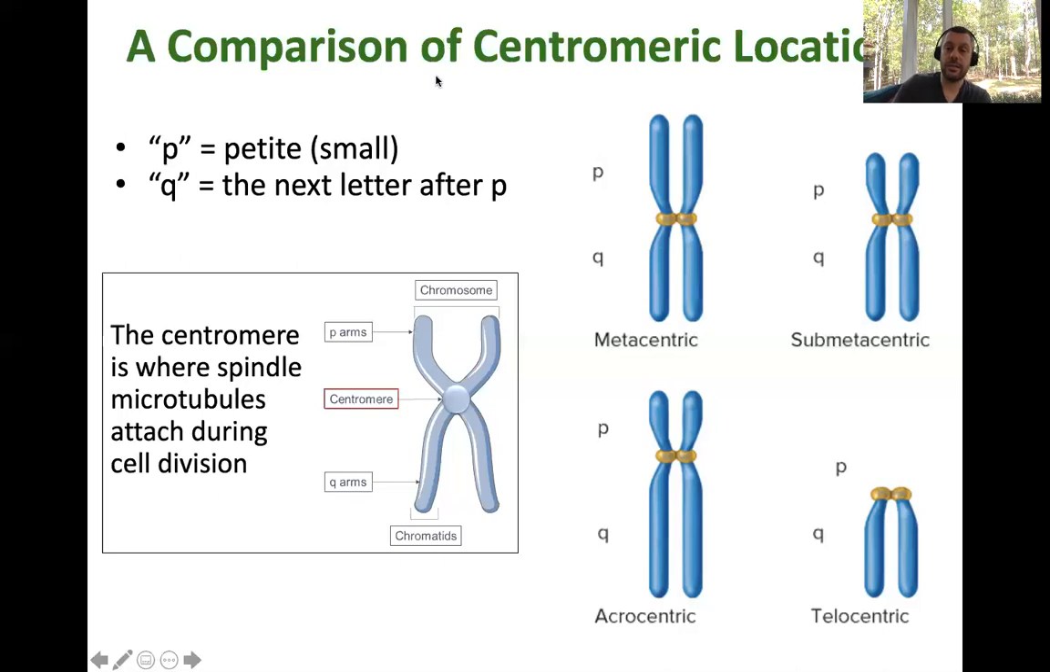P stands for petite, or small, in French. That is always designating the smaller of the chromosomal arms. So you see in this acrocentric chromosome, P is the little arm, same with the submetacentric over here. And Q is, and this is slightly embarrassing as a scientist, the name of the other arm, and it's called that because it is the next letter in the alphabet after P. You'd think you'd go for G for grand, but no. So Q and P are the two arms of the chromosome.